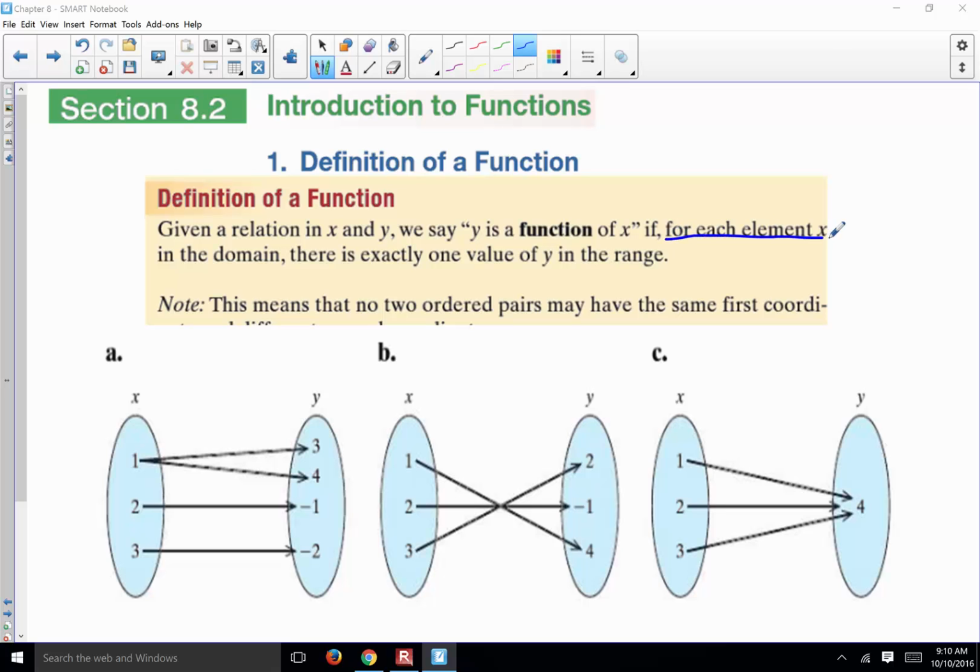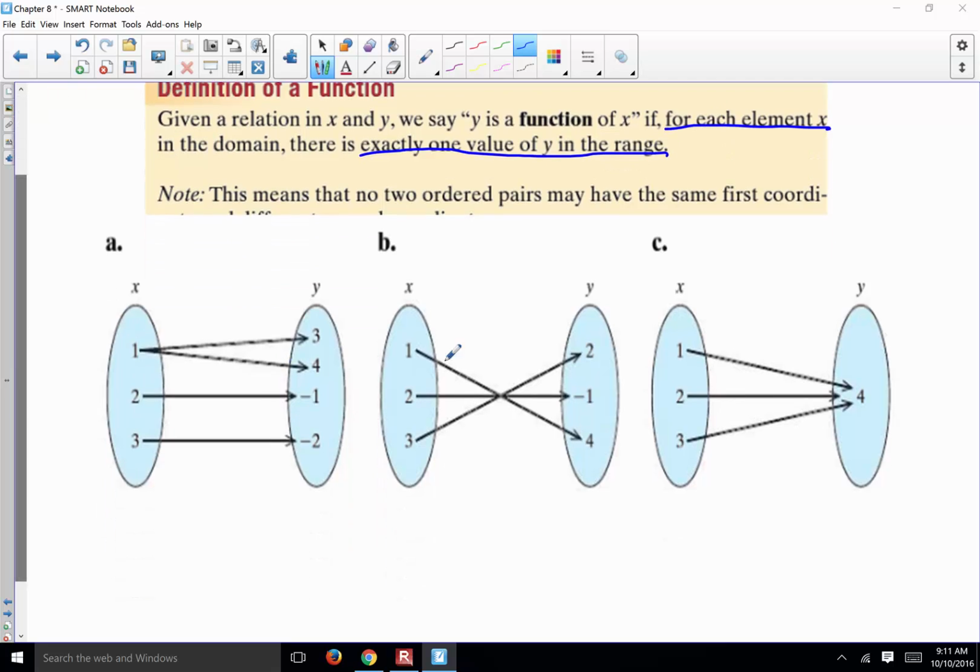Each element x, the first number in the parentheses, in the couple, should always be matched to exactly one y value in the range. One number in the first component can only show up once and can only go to exactly one number in the second component. What do I mean by this? It's hard to visualize this by words, but let's find it out in the examples.